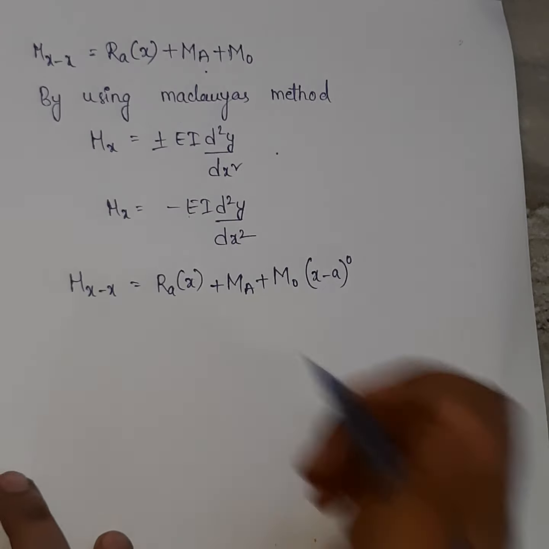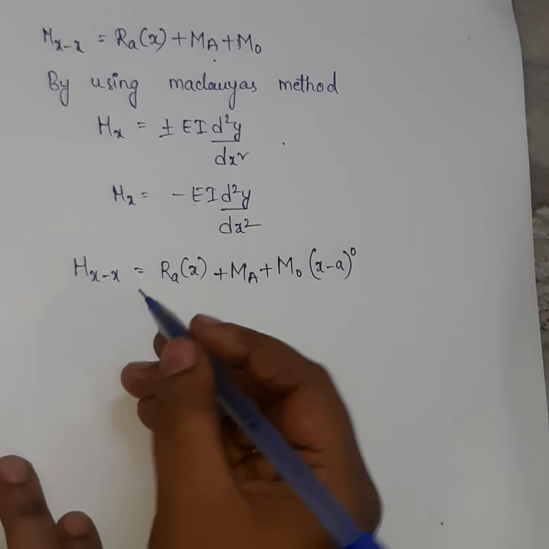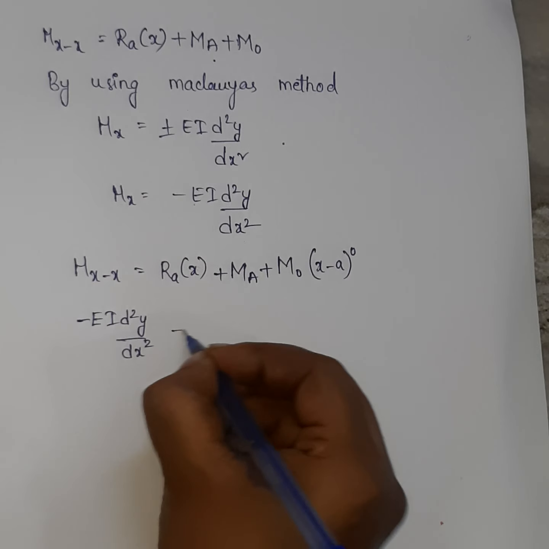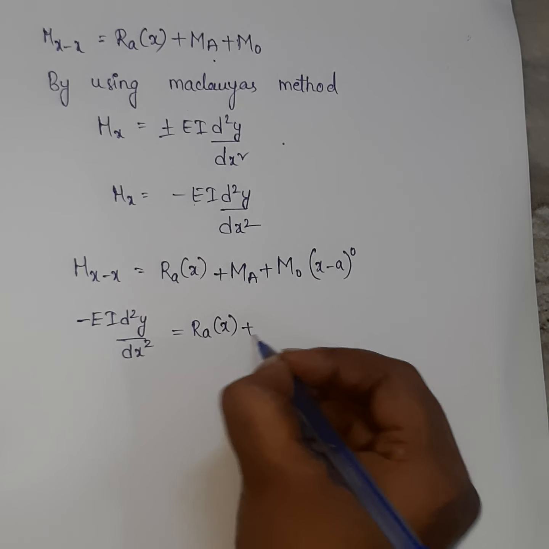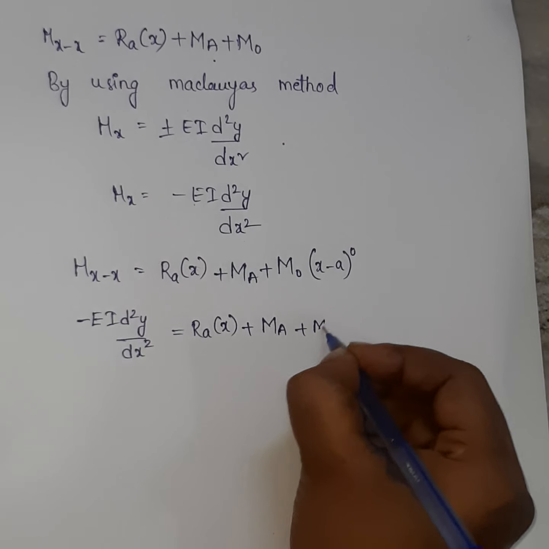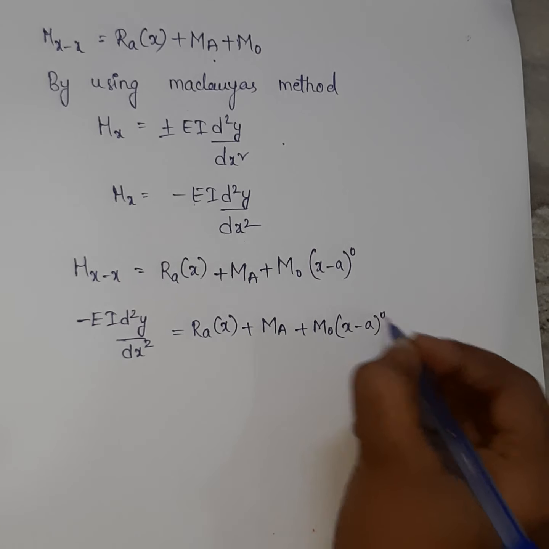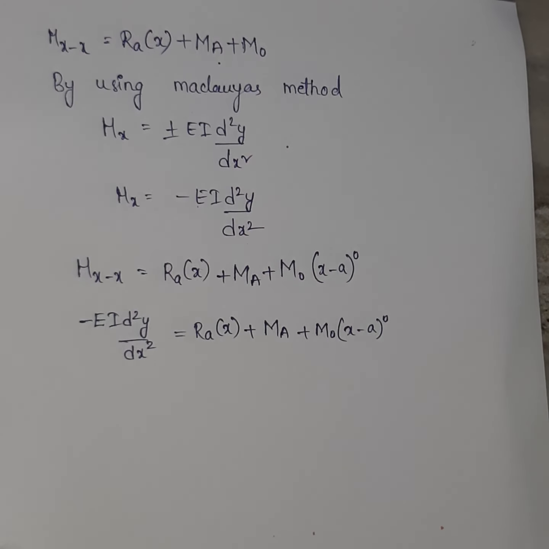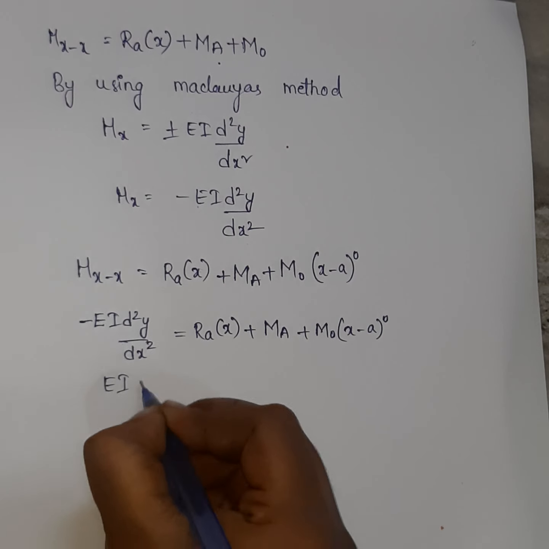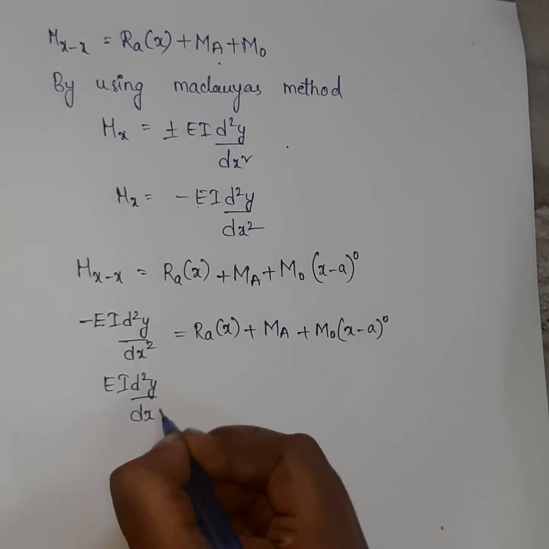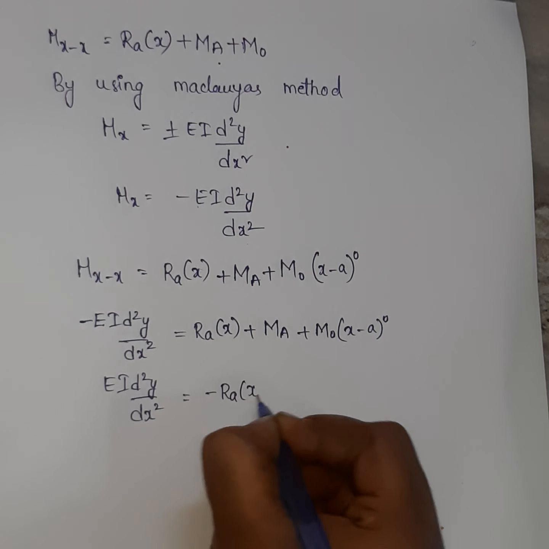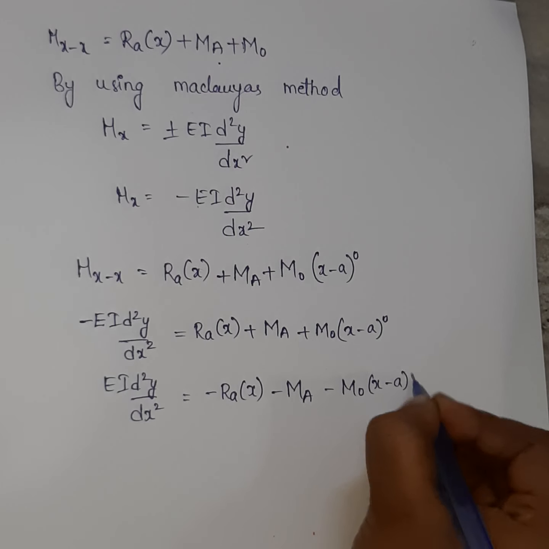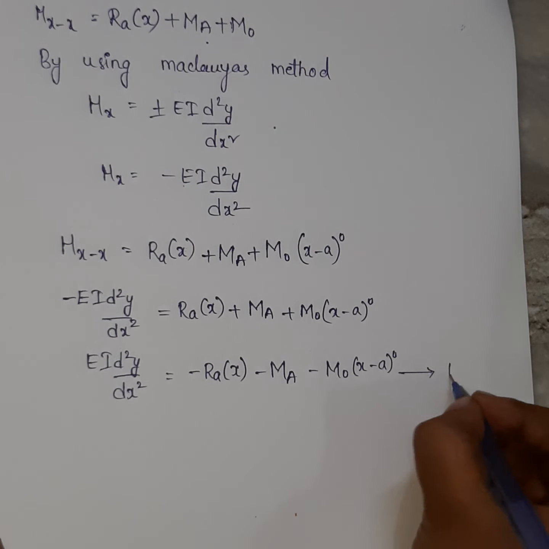Now substitute Mx is equal to minus EI d square y by dx square. So minus EI d square y by dx square is equal to RA into x plus MA plus M0 into x minus a power 0. Now I am taking this minus value to the right side. So the equation will become EI d square y by dx square is equal to minus RA into x minus MA minus M0 into x minus a power 0. I am taking this as equation number 1.